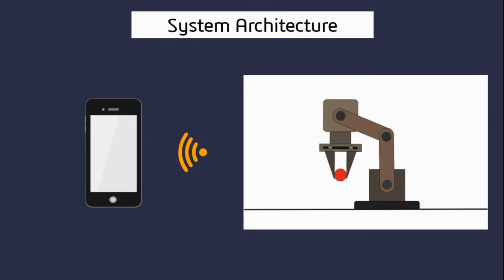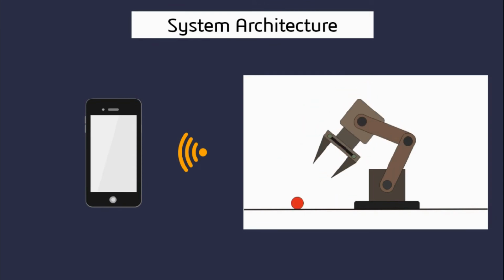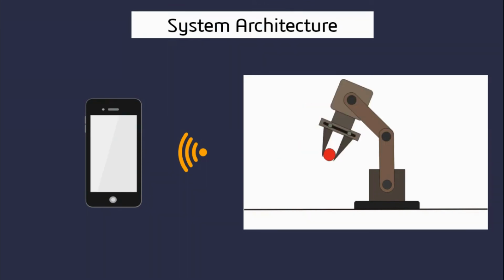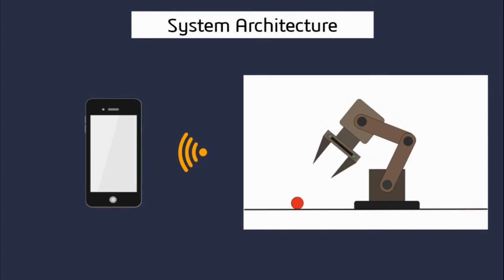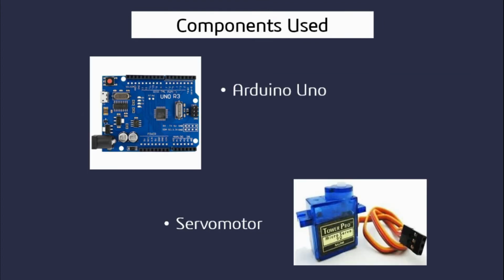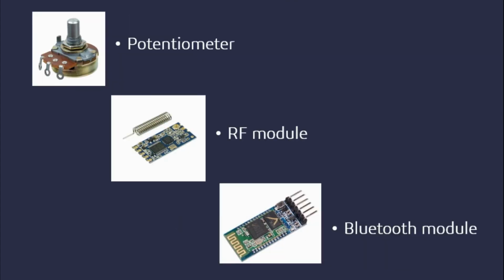This is the system architecture of my project. You can see that the smartphone is able to control the developed robotic arm. There are many components used in this project. They are Arduino Uno, servo motor, potentiometer, RF module, and Bluetooth module.